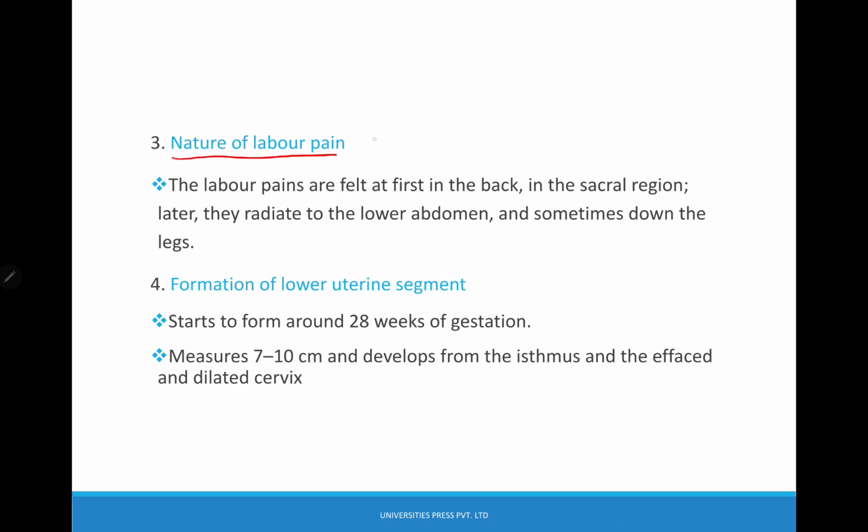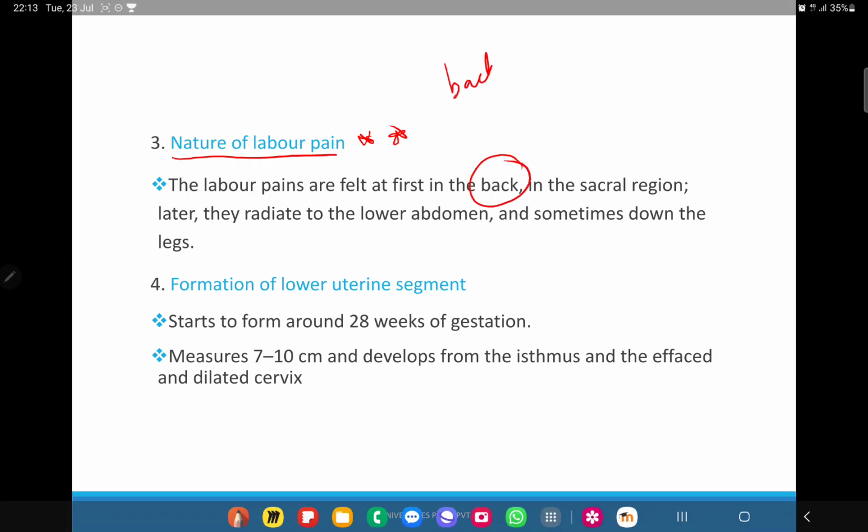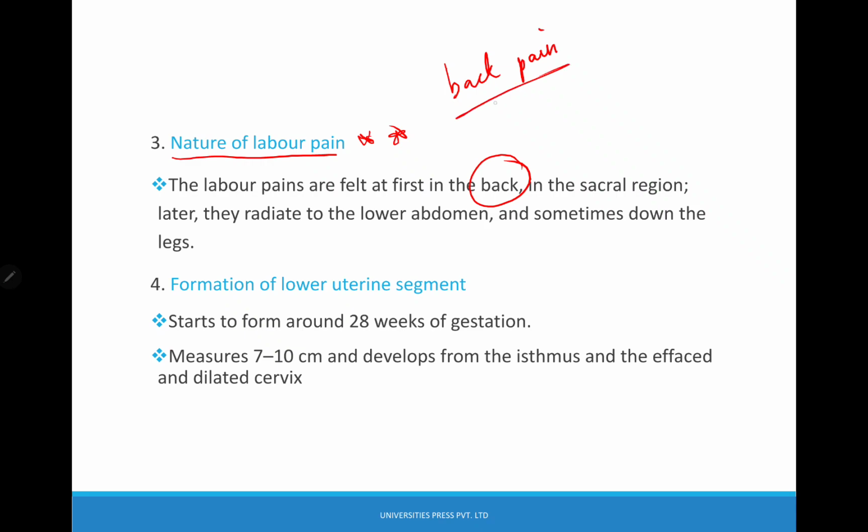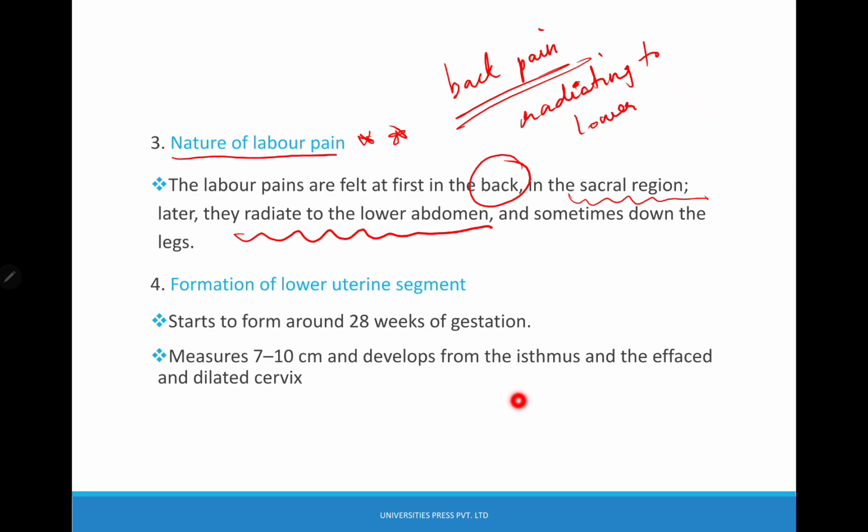So what is going to be your nature of labor pain? The labor pains are felt first at the back, so the women usually complain of back pain, sometimes in the sacral region, and later it radiates to the lower abdomen. Back pain radiating to the lower abdomen is the usual complaint of the women, and sometimes, rarely, to the legs also.